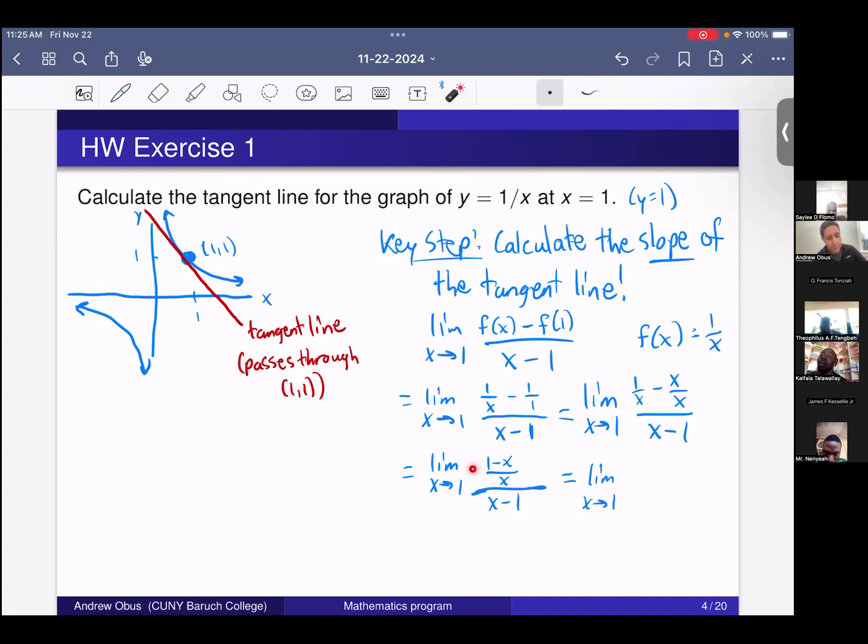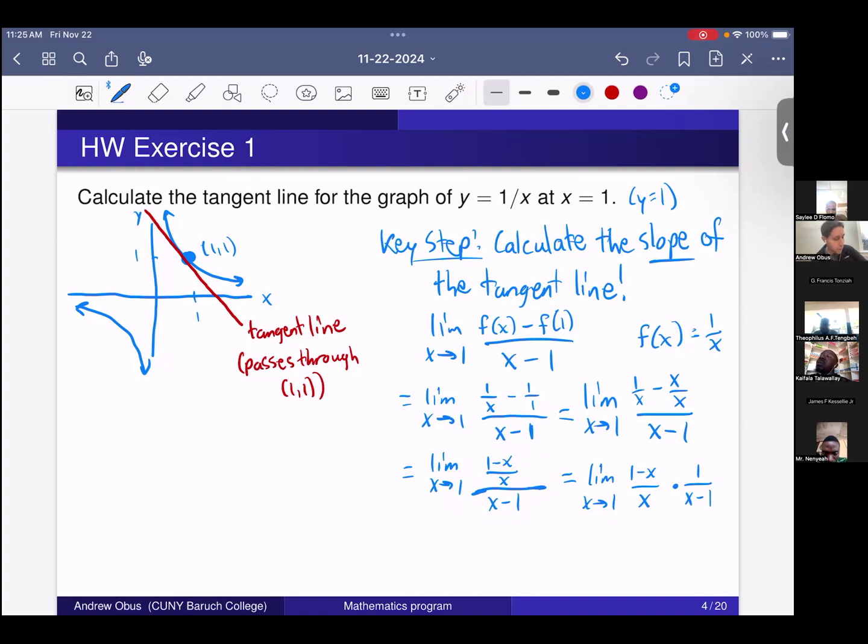When we have a complex fraction like this, 1 minus x over x, and then we're dividing it again by something, how can we rewrite this as a simple fraction? I think we'll take the reciprocal of the denominator and multiply. Okay, sure, that'll work. So we could do 1 minus x over x, times the reciprocal of the denominator, so times 1 over x minus 1.